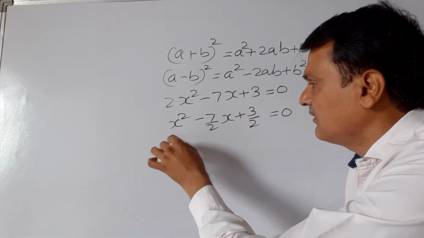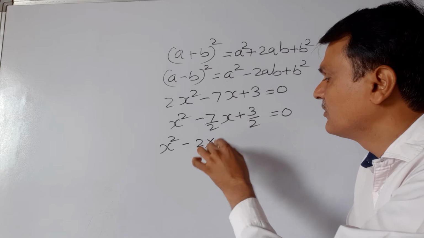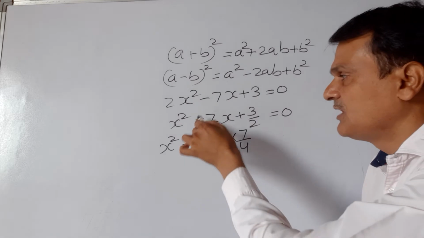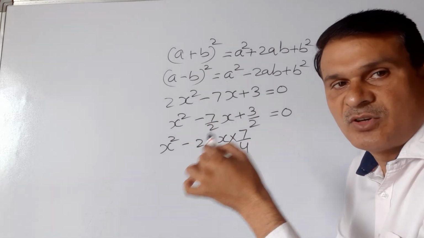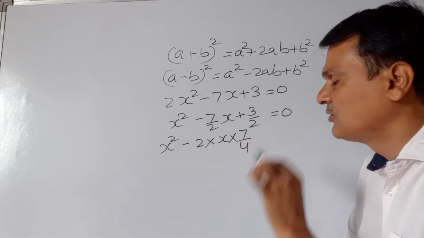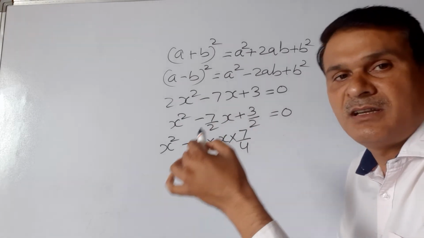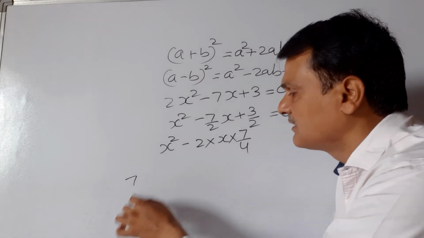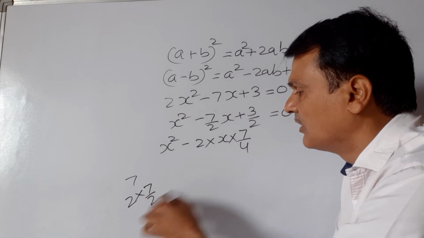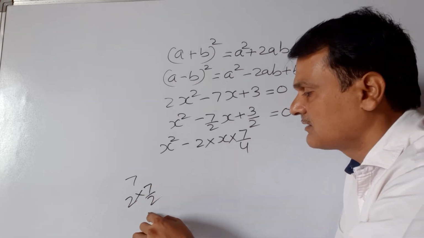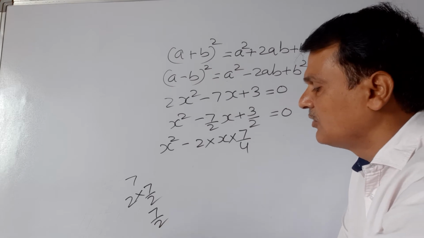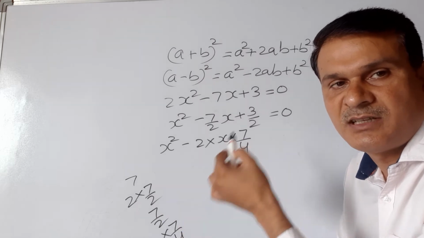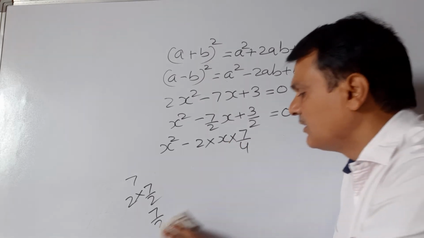So x² − 2 × x × 7/4. Here we have changed 7/2 because 2 is not a factor of 7/2. So we can take a factor 2 in any number. Consider the number is given as 7, then we can write this as 2 × 7/2. And if this number is already given as 7/2, then we can write 2 × 7/4. Simply by multiplying and dividing by 2, we can take one factor as 2 here.